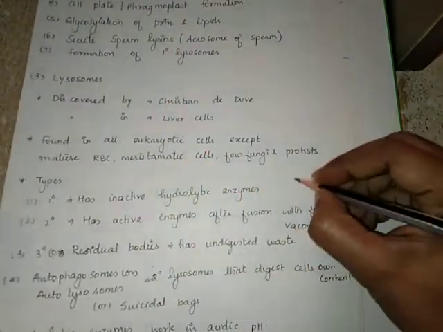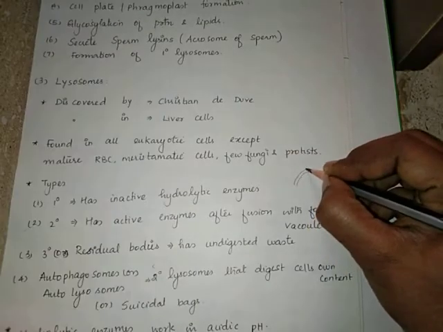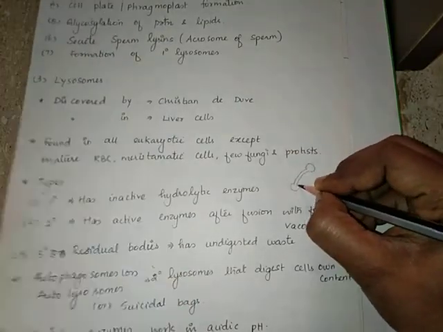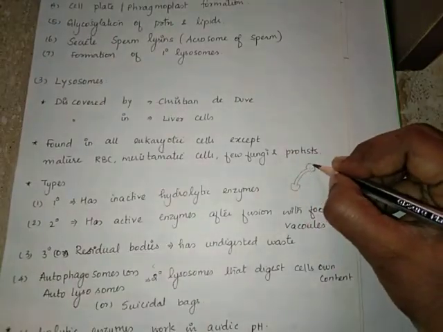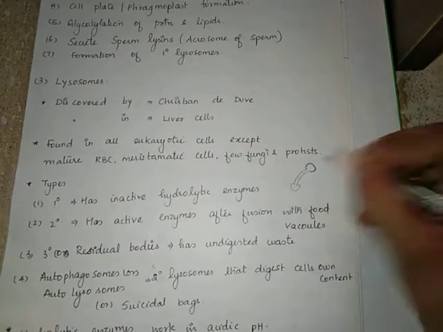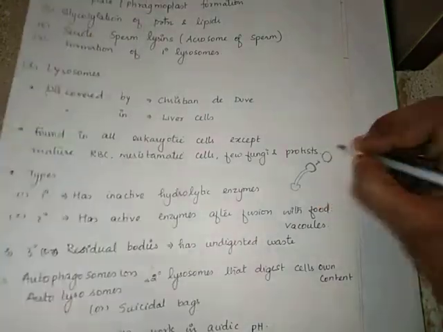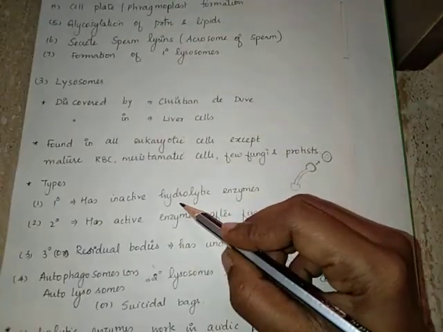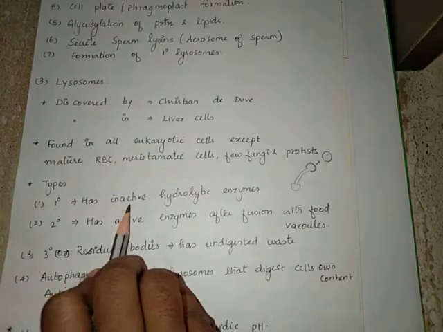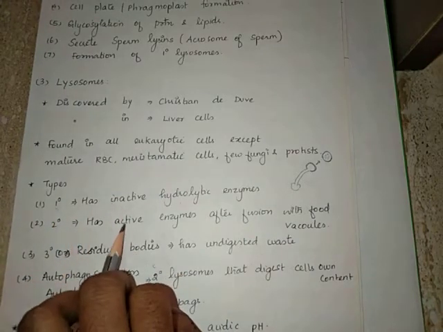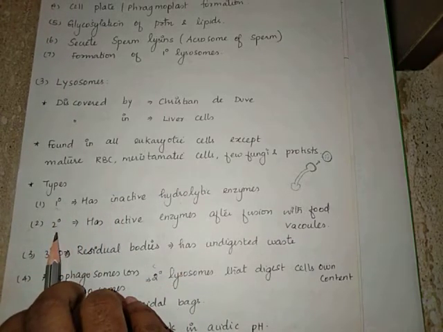So actually if this is the Golgi apparatus, I am just drawing only one. In this part, that is the Golgian vacuole, it is going to pinch off and fall out, and when this is containing hydrolytic enzymes, they will be called as lysosomes. If these hydrolytic enzymes are inactive, it is a primary lysosome; if active, it is a secondary lysosome.